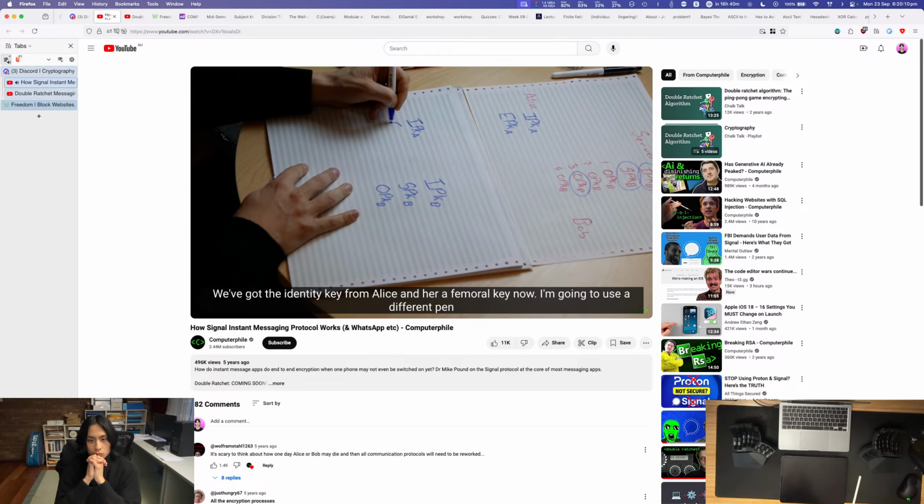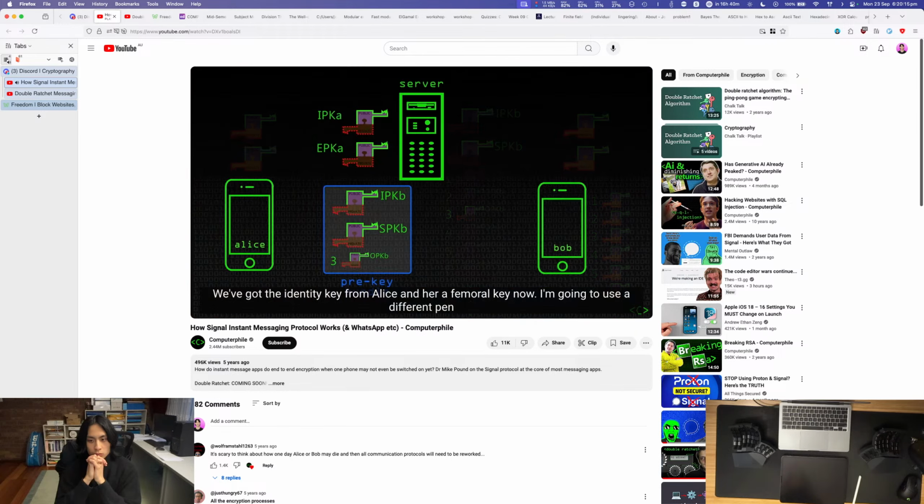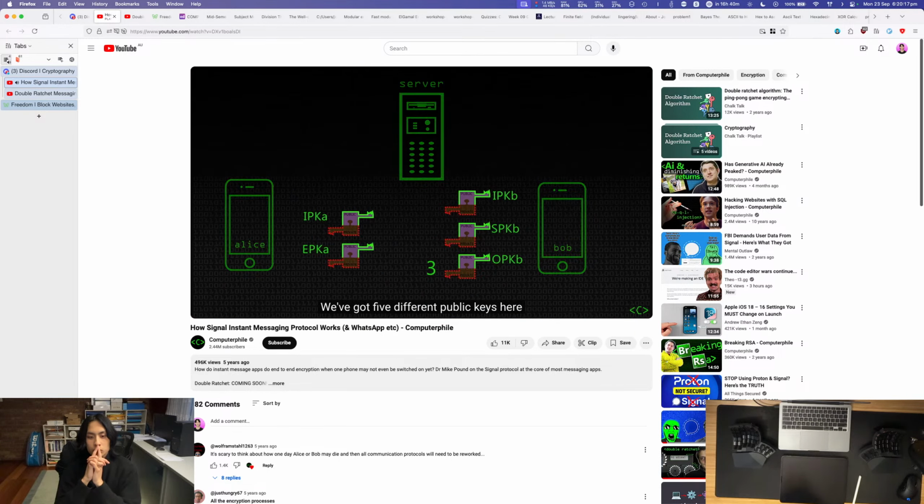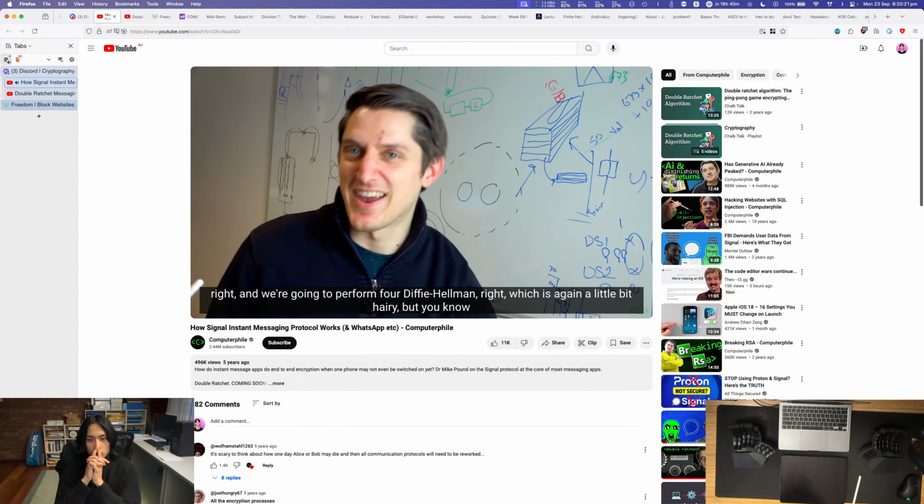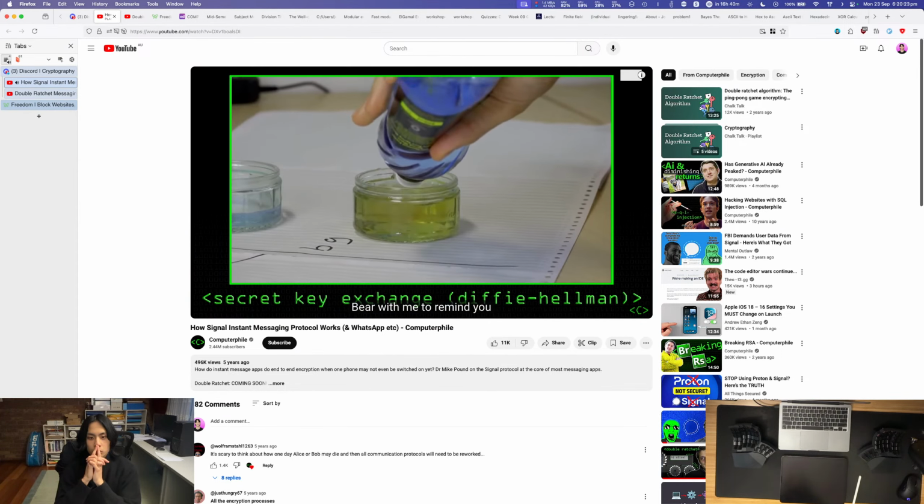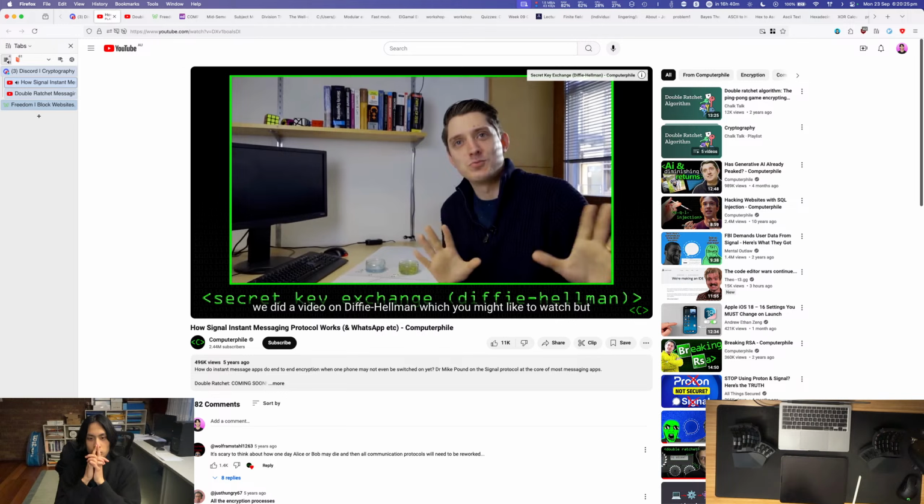And we've got Alice. We've got the identity key from Alice and her ephemeral key. Now, I'm going to use a different pen. We've got 5 different public keys here, right? And we're going to perform 4 Diffie-Hellmans, which is getting a little bit hairy, but bear with me. To remind you, we did a video on Diffie-Hellman, which you might like to watch.